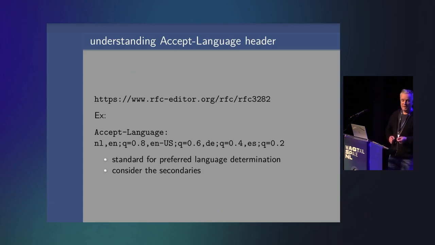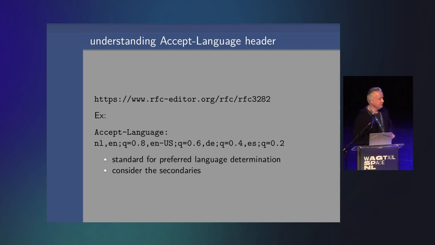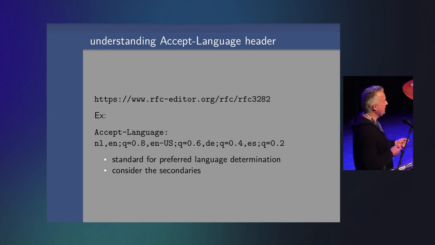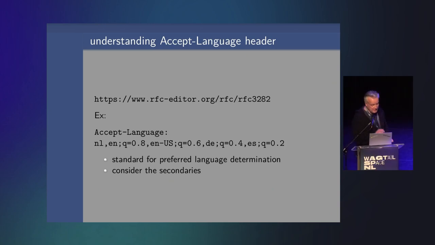What I often see when people actually try to use this, and kudos to those who do, is that they forget to consider the secondaries. So there might be more languages mentioned than just Dutch and English, or French and English, or German and Spanish. But always consider the secondary. So if the first language is not available, but the second one is, please redirect me to the second one. And don't say, I don't have the page in your language.